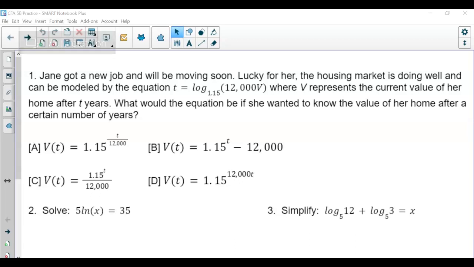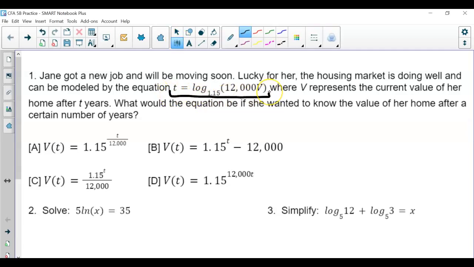In this video, I'll be going over the CFA practice and review that we're doing today with logarithms and exponential functions. So here in this first problem, Jane got a new job, housing market can be modeled by this function here, which if you notice is a log, where V represents the current value after T or time in years. So if we want to know which equation would represent the value, notice how we're solving for V. Well, notice how V is here inside and the log is by itself.